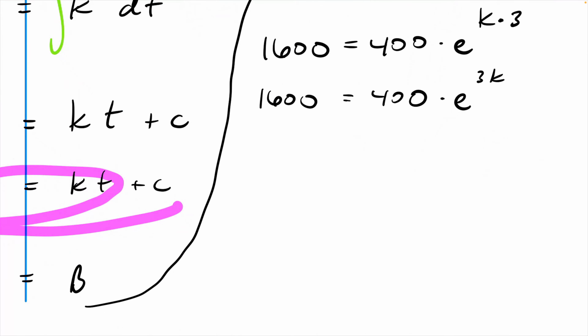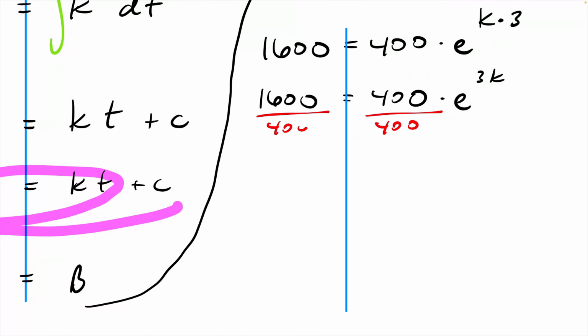How do I solve for k? What's the first step I'm going to do? Not subtract, you're close. Divide. Since 400 is being multiplied, you're going to divide by 400. Good. So we got e to the 3k. 400 goes into 1,600 4 times.